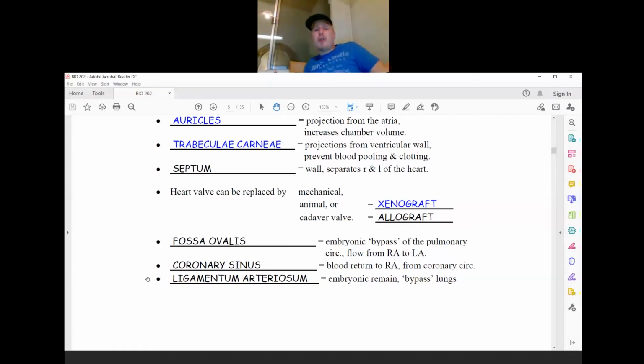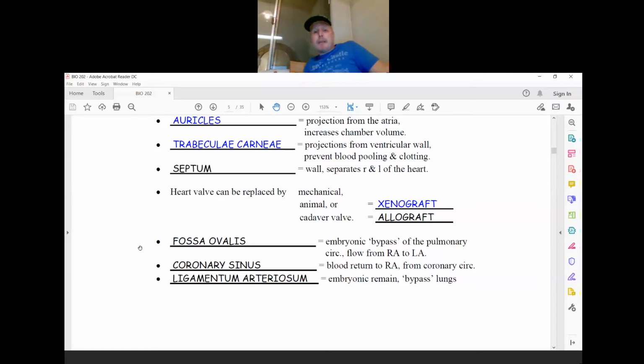We really didn't talk about the embryonic development of the heart, so I wouldn't be too bothered about this, but I want you to be familiar that you've seen these before. So fossa ovalis is something that separates the right and left atria from each other.